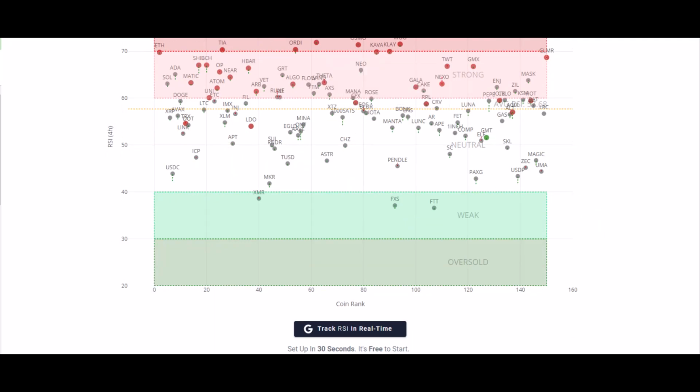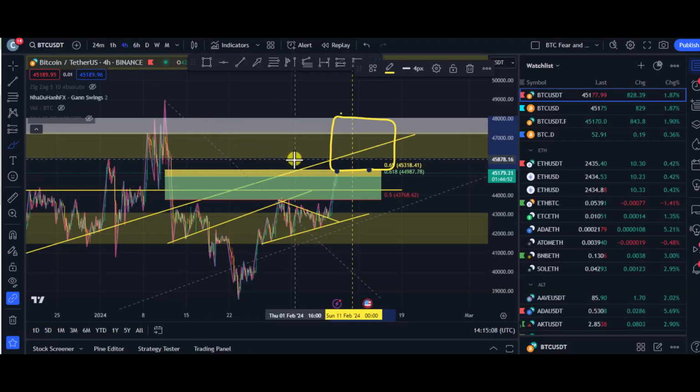So I hope that was all useful to you. If it's not useful to you, it's useful to me. But this is the sort of area I'll be looking at. I've backed out my fibs, and that's what I like to do.